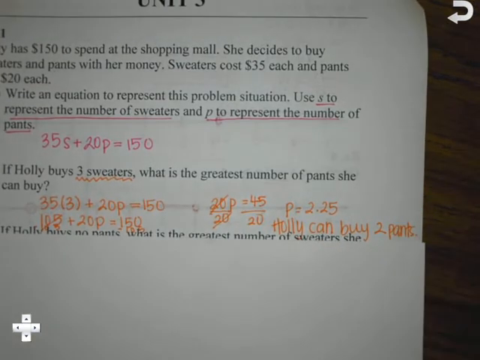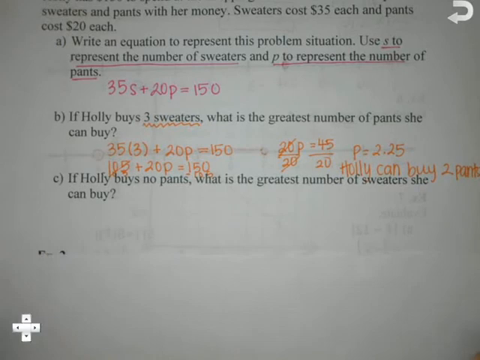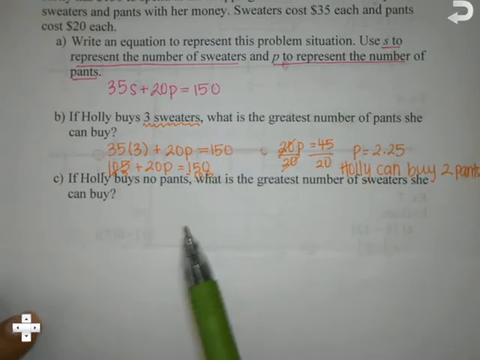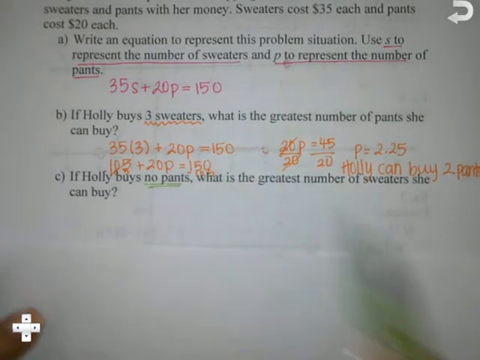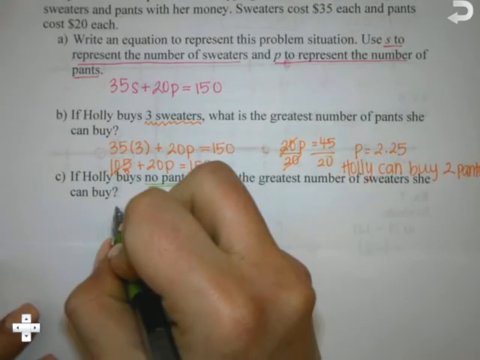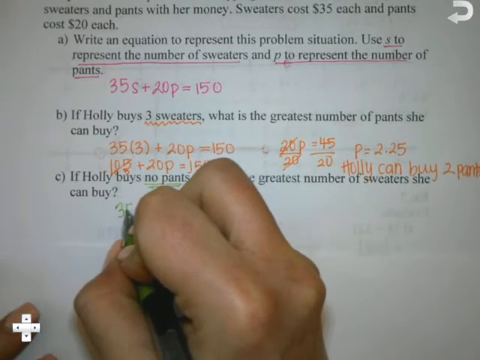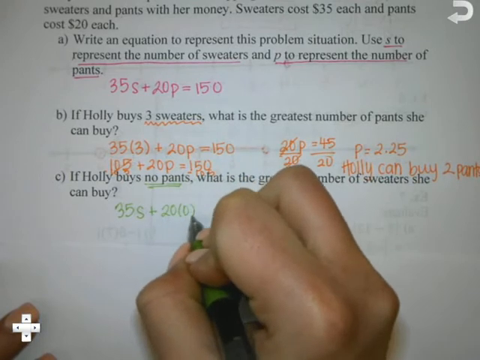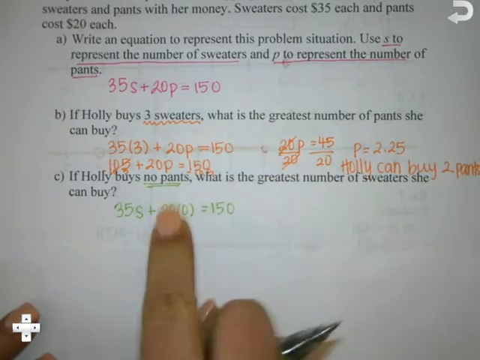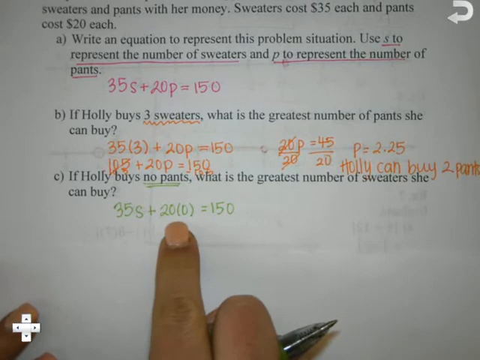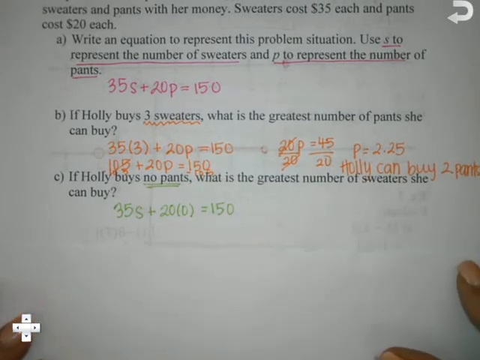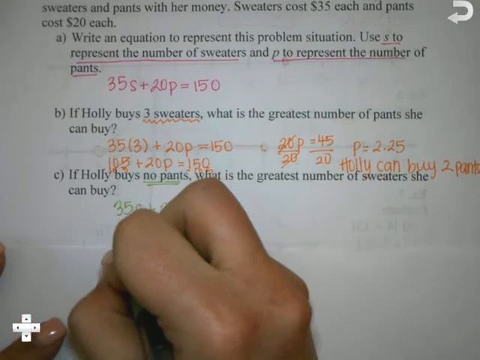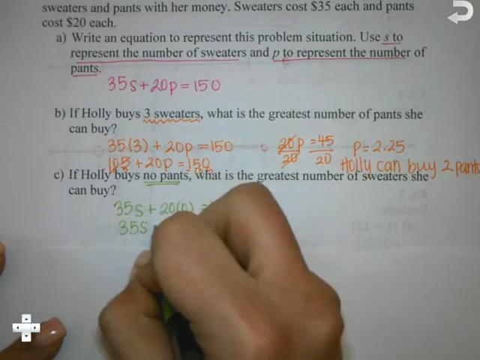Okay, so now let's say Holly buys no pants. So she didn't need pants. She only wants sweaters. What would I plug in for pants then? 0. So this time we're solving for sweaters. So that's going to give me 35s plus 20 times 0 equals 150. I do want you to show this step, please. So make sure that you're showing your steps. But 20 times 0 gives me 0. So this is 35s equals 150, and then divide by 35.